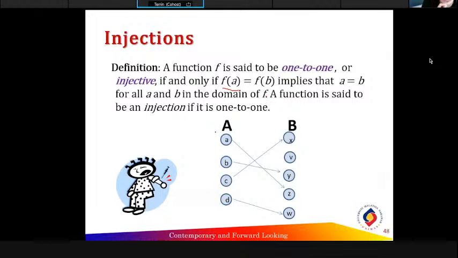Right? So the domain of f is all these elements a, b, c, d. Your codomain are x, y, u, v, all these elements.